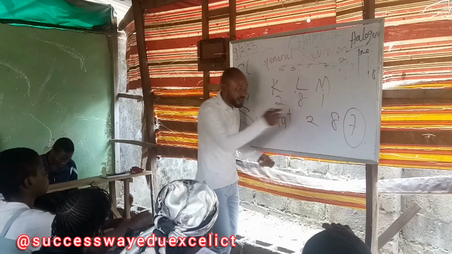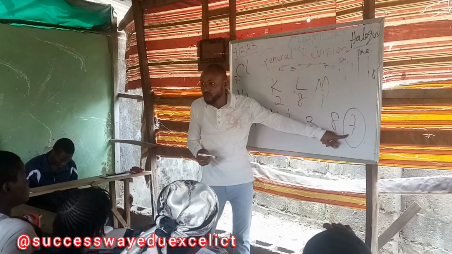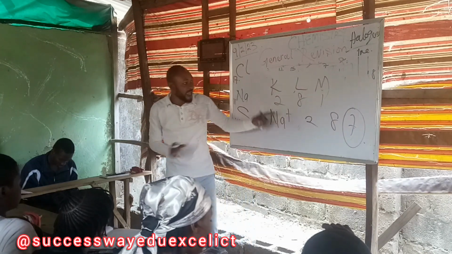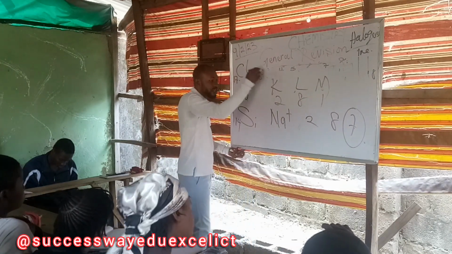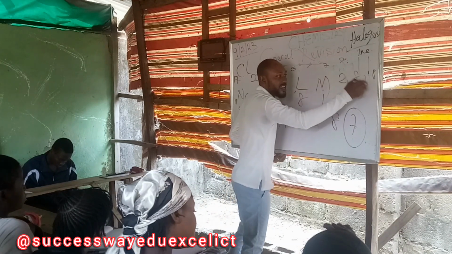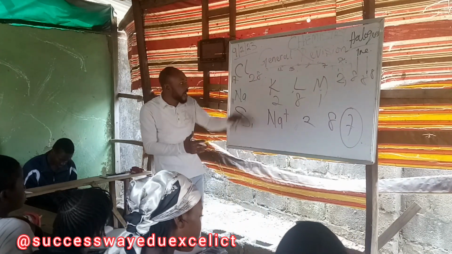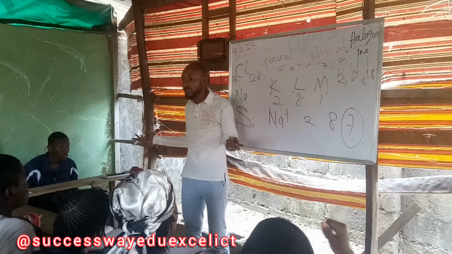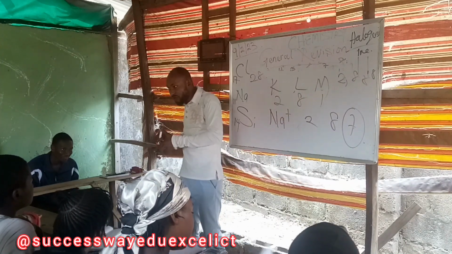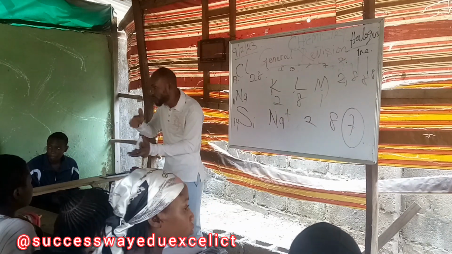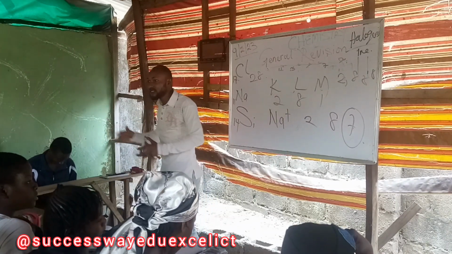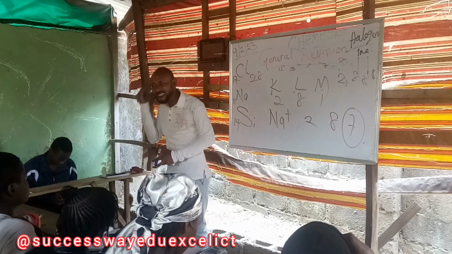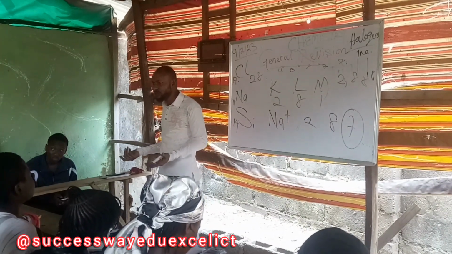Look at 7 here. It means chlorine now needs 1 to add to this 7 to make it 8. Then sodium will now become 2, 8. The new chlorine will now become 2, 8, 8. So you can see that with this, sodium is balanced, chlorine is balanced, nothing spoiled. That is why sodium and chlorine can undergo bonding to form what is called sodium chloride. Do you understand me? Very simple.